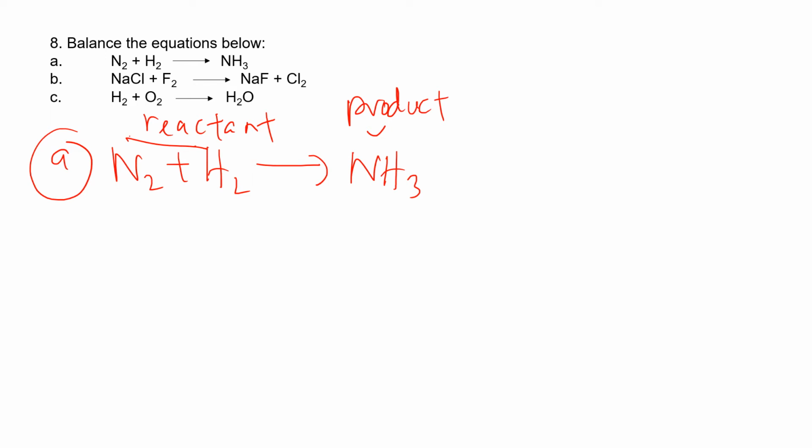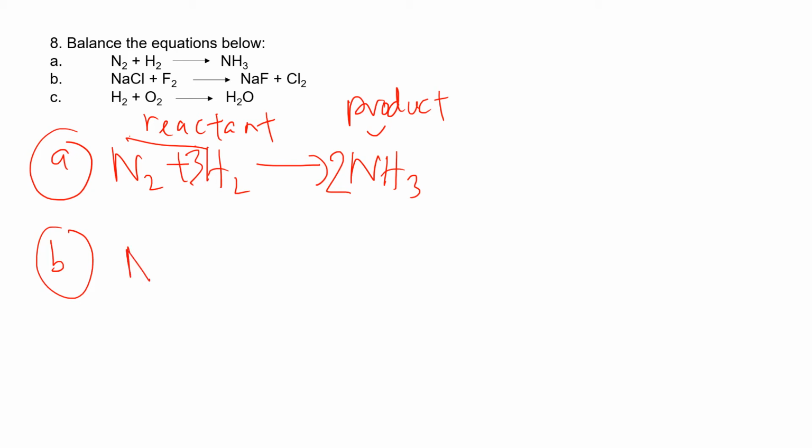So you have nitrogen 2, hydrogen 2. At the right side, you have 1 nitrogen, 3 hydrogen atoms. So you have to put 2 here. Then you have 2 nitrogen atoms, same as the reactant, but you have 6 atoms of hydrogen. So we put 3 in front of the hydrogen molecule. The balanced equation for A is N2 plus 3H2 produces 2 molecules of ammonia.